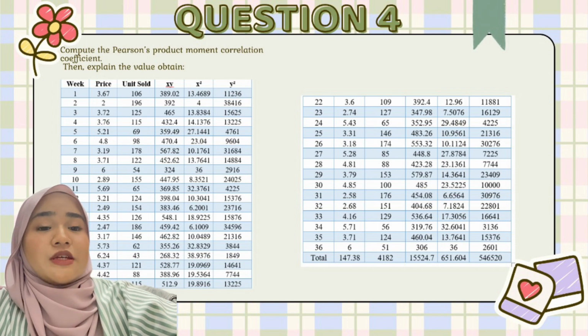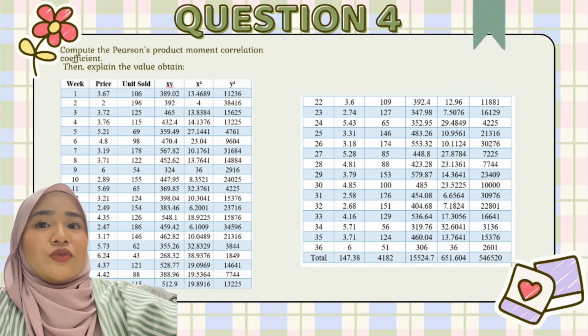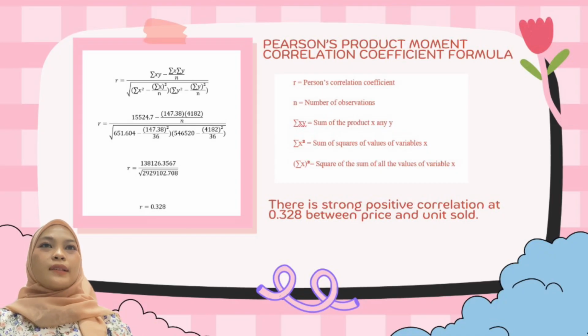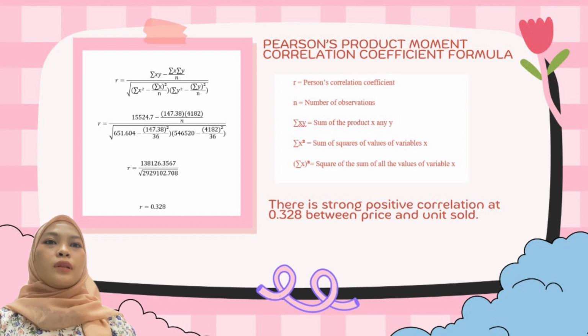Sum x is 147.38. Next sum y is 4182. Sum xy is 15524.7. Sum x squared is 651.6084. Lastly, sum of y squared is 546520. Next, after getting all of the sums, we use the product moment correlation coefficient formula to find the correlation between price and units sold. r is the correlation coefficient and n is the number of observations, which is 36 weeks. After we calculate, the answer is 0.328. We can conclude there is a positive correlation of 0.328 between price and unit sold.